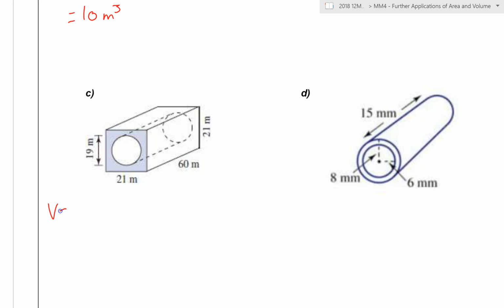So my volume is my rectangular prism. So this is 19 by 21. 19 by 21 is the area of the base times the height of 60. And then I'm going to subtract the cylinder there. Now the radius of the cylinder is half of 19, which is 9.5. So it's minus pi times 9.5 squared, also times 60.